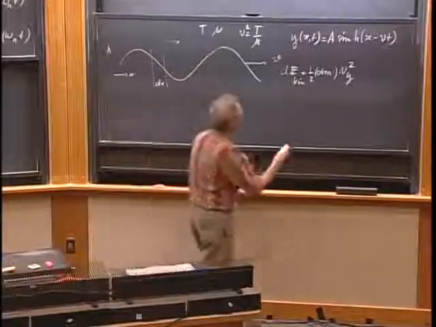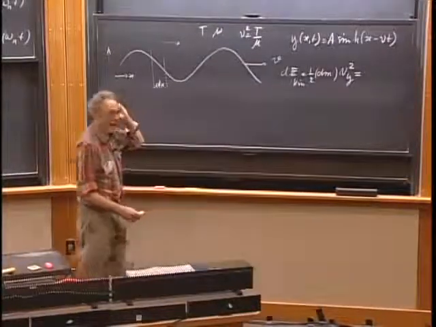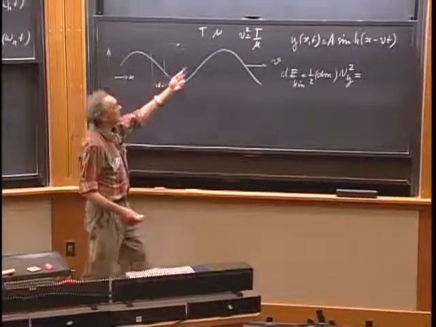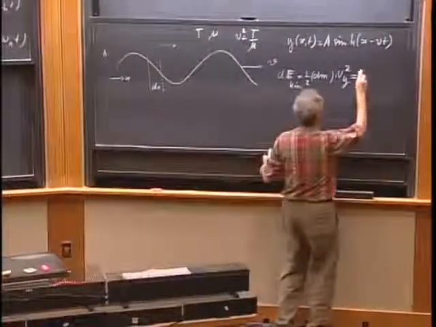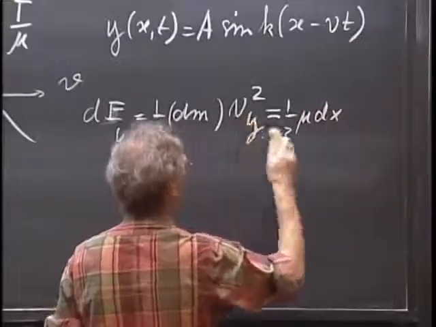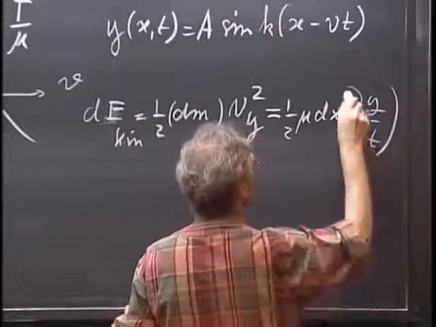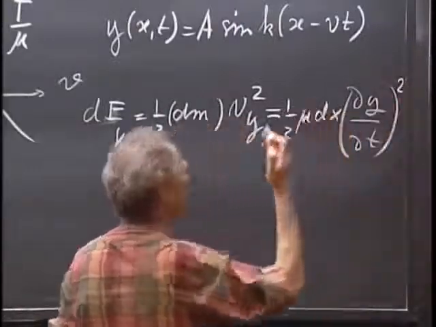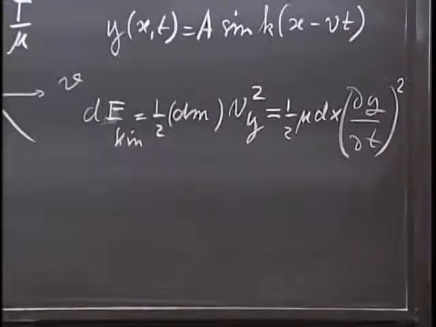So I can write this down. dm is obviously mu times dx. If I have a length dx here, and I have mu kilograms per meter, so I get here 1/2 mu times dx. And for this, I write down (dy/dt) squared. This is the velocity in the y direction. And I use partial derivatives because I do it at a given location for x.